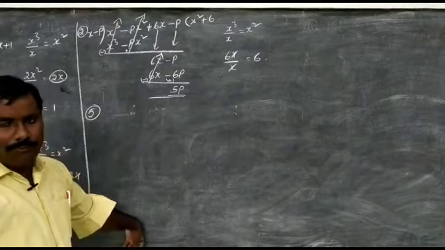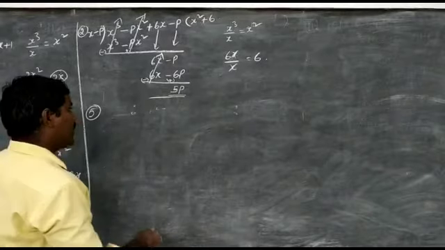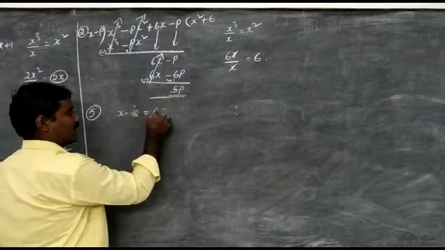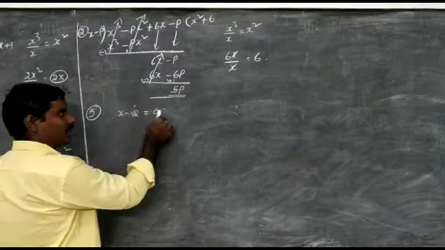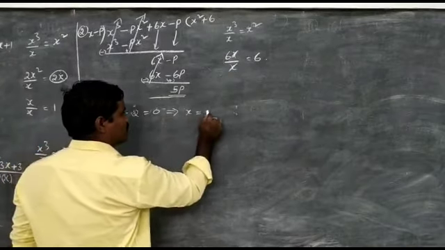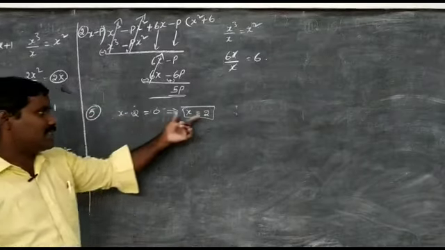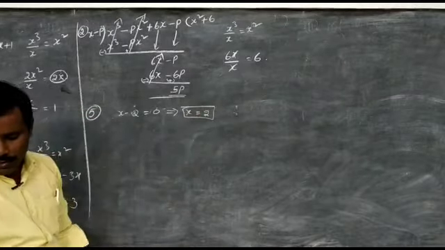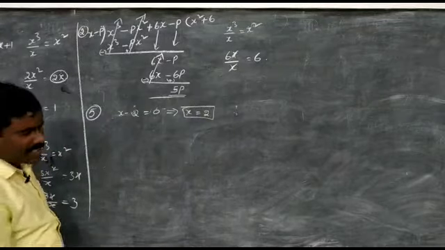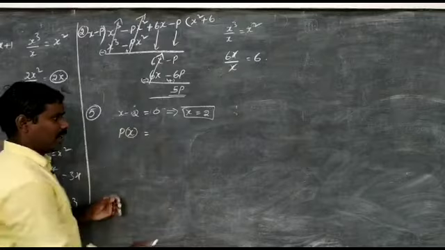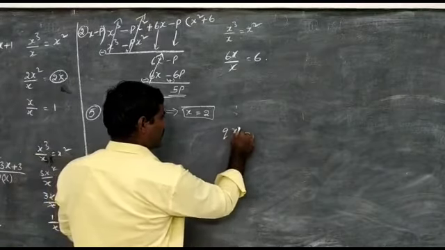Now here both are divided by x minus 2. x minus 2 is equal to 0. What is the zero of the polynomial? x is equal to 2. The zero of the polynomial x minus 2 is x is equal to 2. Now the given polynomials, I am taking p of x as one polynomial, and the other polynomial is q of x.